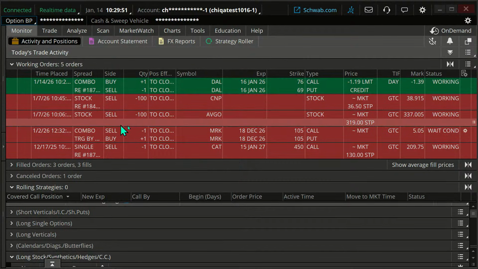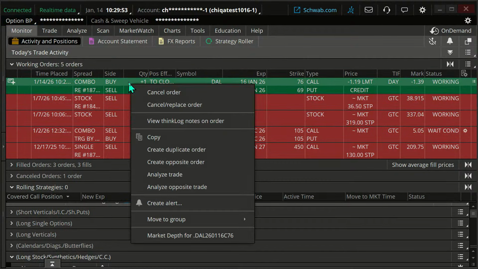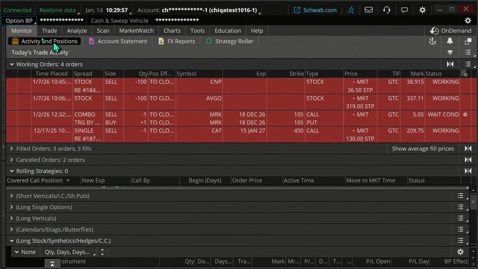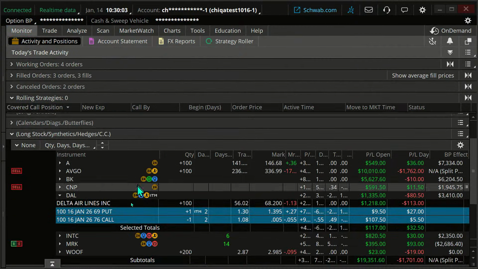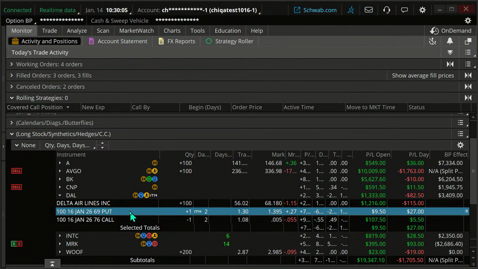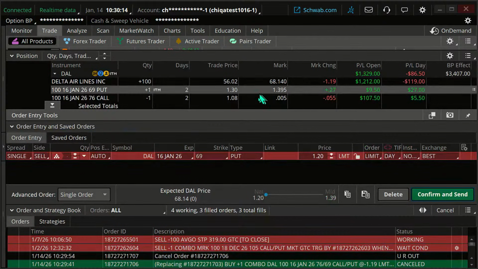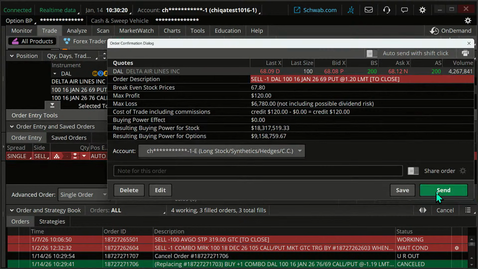If that doesn't fill, there's something kind of screwy on this. This is not filling. I'm actually going to cancel this order. Okay, we've canceled that order, and I'm going to do them one at a time. So in other words, I'm just going to look to exit this put. I'm going to create a closing order. We're going to get out of the put, and actually, we'll just leave it at the natural price. I'm going to confirm and send.